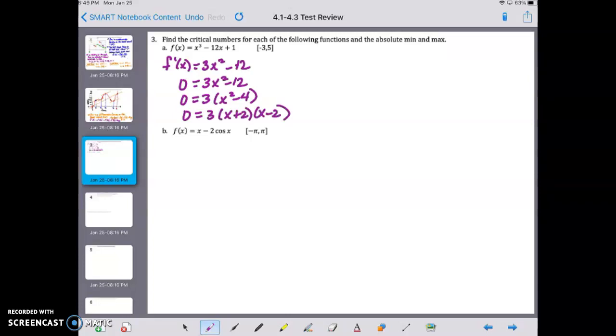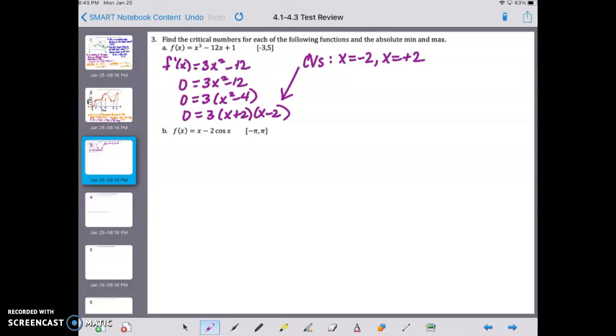So based on that, that tells me that the critical values of my function, the values that would make the first derivative equal 0, are going to be x equals negative 2 and x equals positive 2. The interval that I have been asked to look at is the interval from negative 3 to positive 5. So now the last part of the problem just requires me to evaluate this function at the endpoints of the interval and at the two critical values.